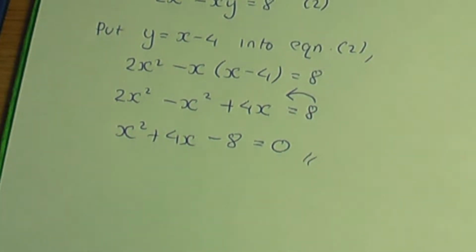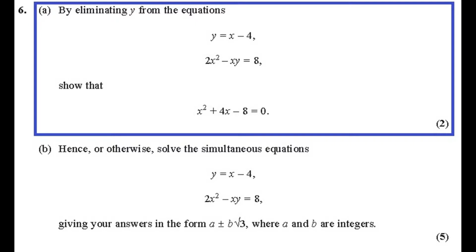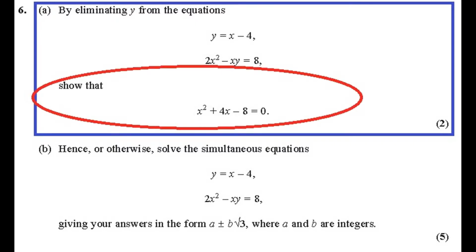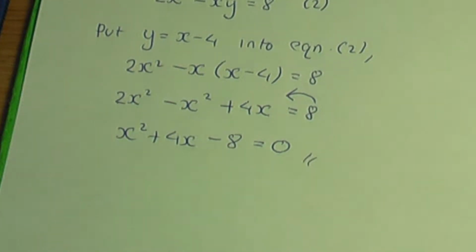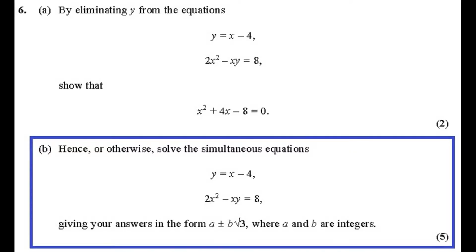So if we go back to the question, this is what's required. We need to show this quadratic x squared plus 4x minus 8 is equal to 0. Going back to the paper and pen, we've done just that. So back to the question, part B.